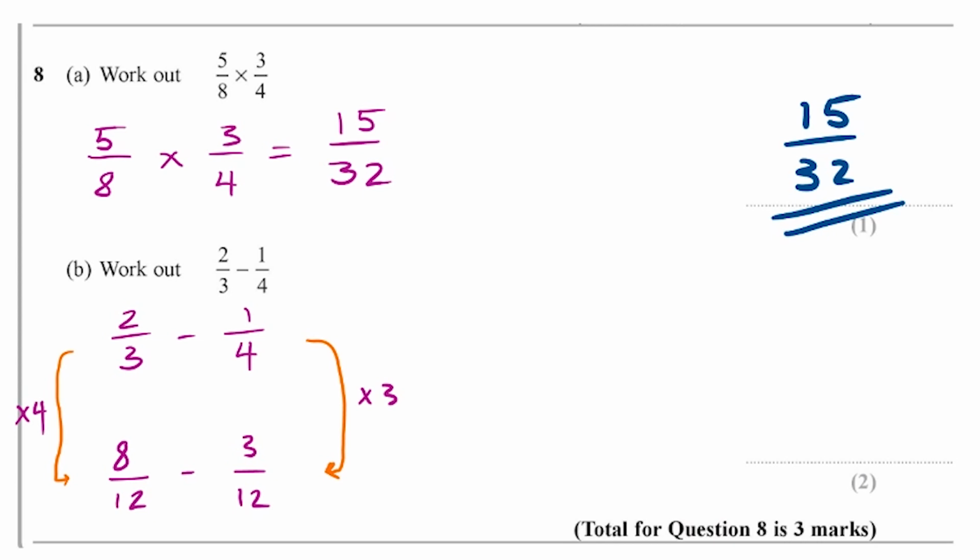So 2/3 minus a quarter is exactly the same as 8/12 minus 3/12. And we just subtract those numerators. So we do 8 take away 3, which is 5. So we end up with 5/12.